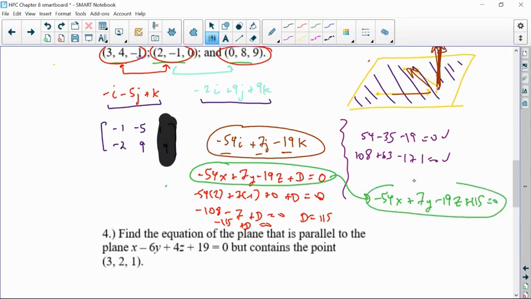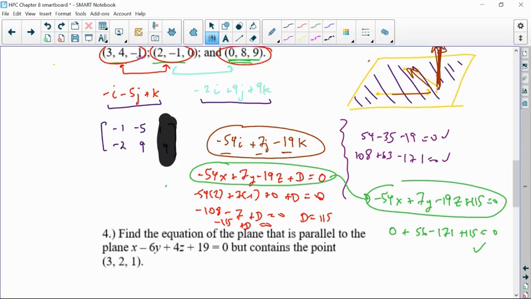And again, you can check your work because any of the other points should work. So let's say I pick 0, 8, 9. If I put 0 in here, plus 7 times 8 is 56, minus 19 times 9 was 171, plus 115. Does that in fact equal 0? 56 plus 115 is 171, minus 171 is equal to 0. Perfect.